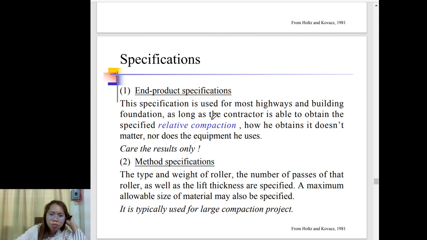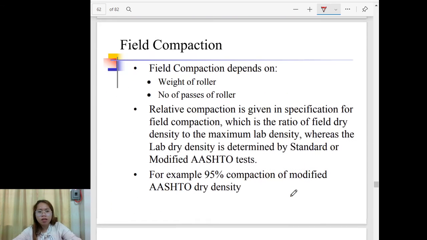We have the end product specifications. This specification is used for most highways and building foundations, as long as the contractor is able to obtain the specified relative compaction. How he obtains it doesn't matter, nor does the equipment he uses. Care for the results only. While in the method specifications, the type and weight of roller, the number of passes of that roller, as well as the lift thickness are specified. A maximum allowable size of material may also be specified. It is typically used for large compaction projects.